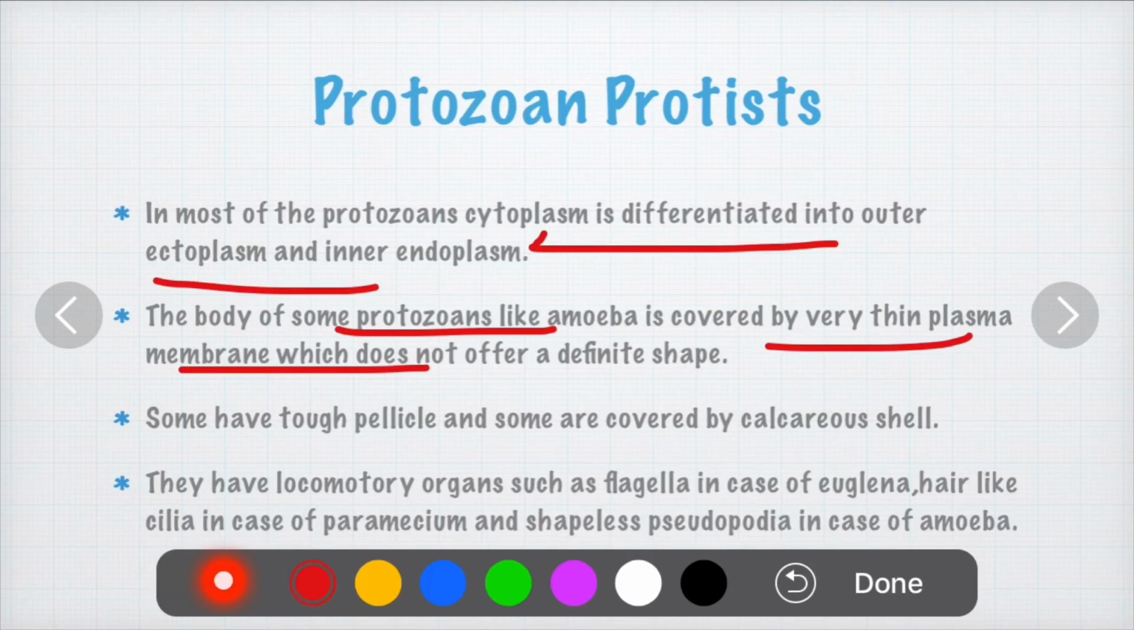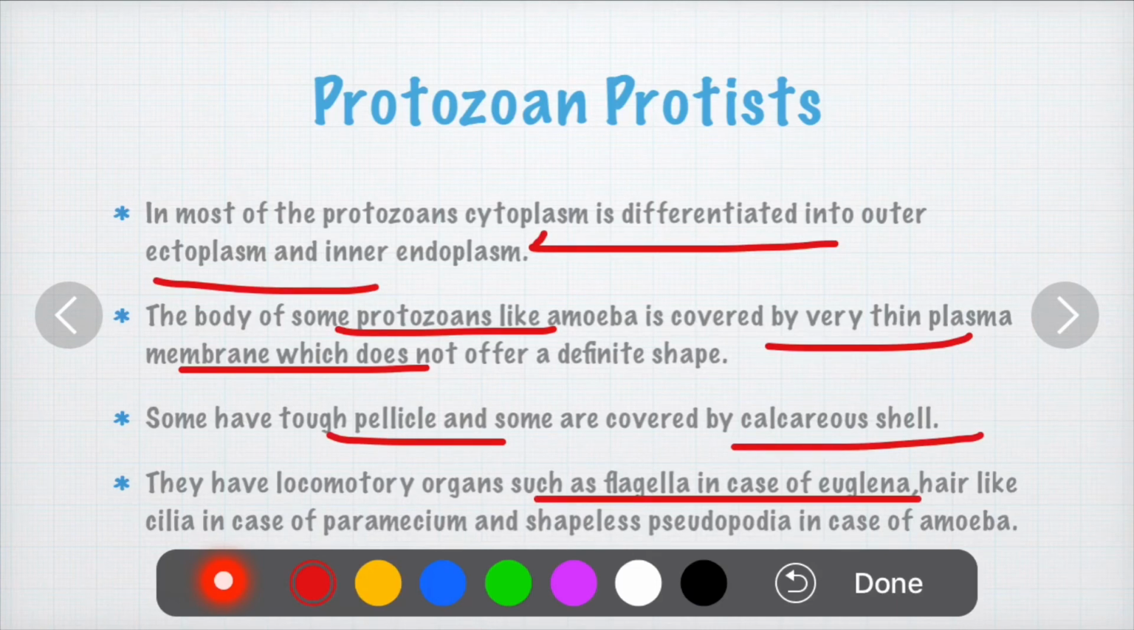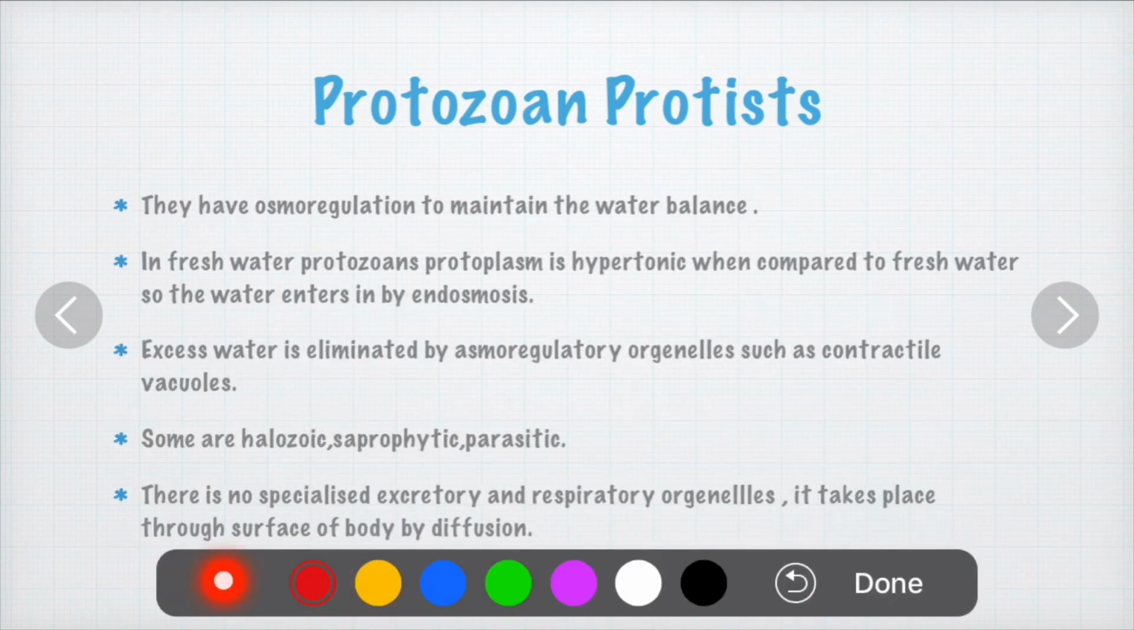So in that condition, for the movement, the pseudopodia helps for the locomotion of the organism. So pseudopodia is present in amoeba, which is helpful for the locomotion of the amoeba. Some of the protozoans have the tough pellicle and covered shell, such as a calcareous shell, so that provides the definite shape. So they have a locomotory organ such as a flagella in case of euglena, and hair-like cilia in case of paramecium, and shapeless pseudopodia, as I said, in case of amoeba. These also have the osmoregulation to maintain the water balance in them.